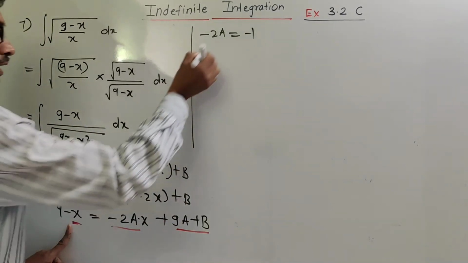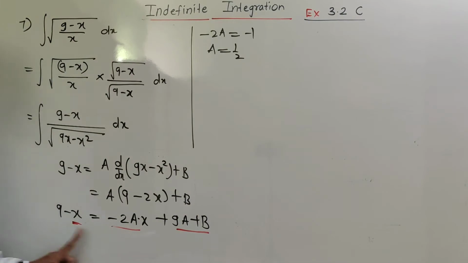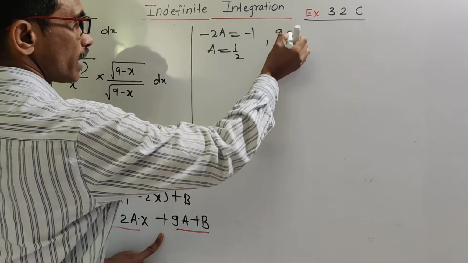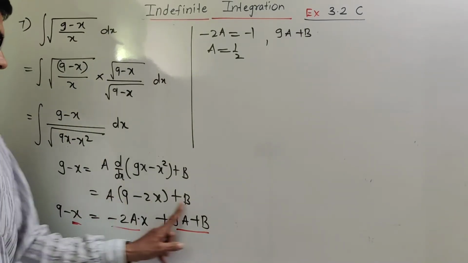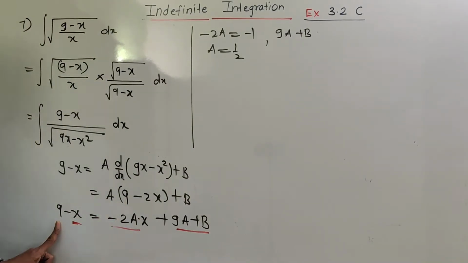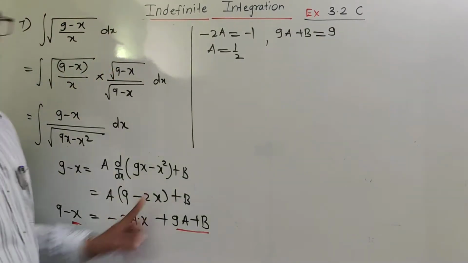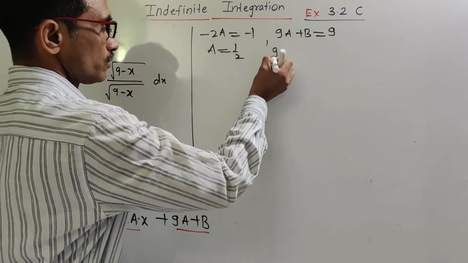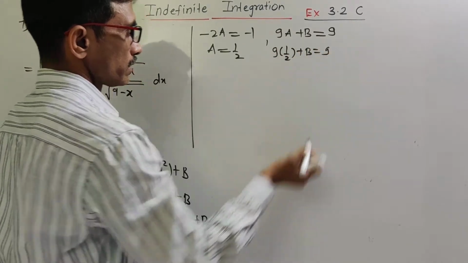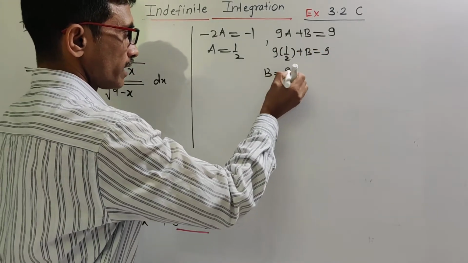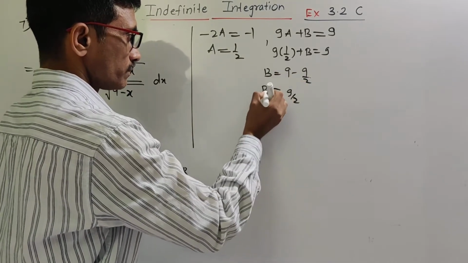So a is 1 by 2, and the constant term is 9a plus b. Here the constant term is 9, but a is 1 by 2, so 9 into 1 by 2 plus b is equal to 9. So our b is equal to 9 minus 9 by 2, which is 9 by 2.